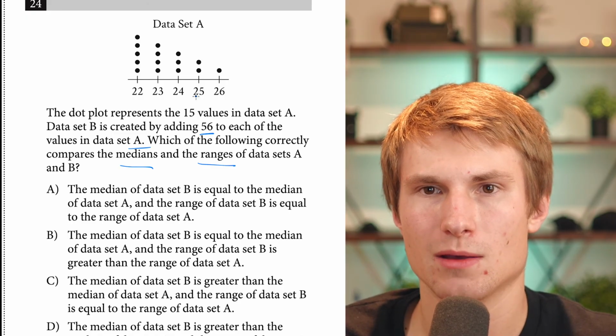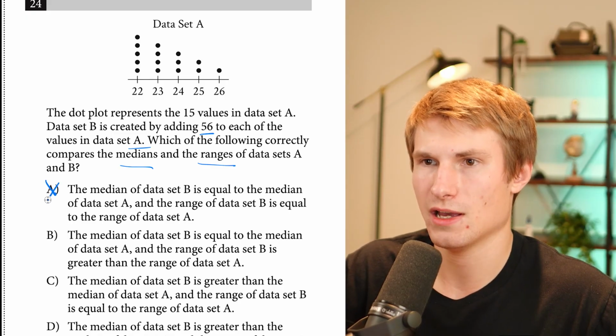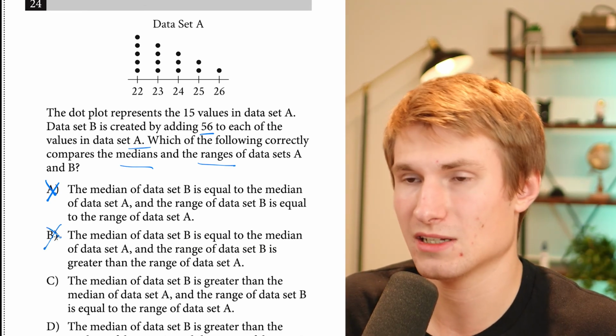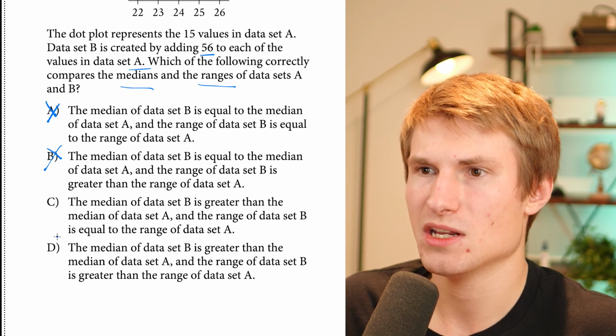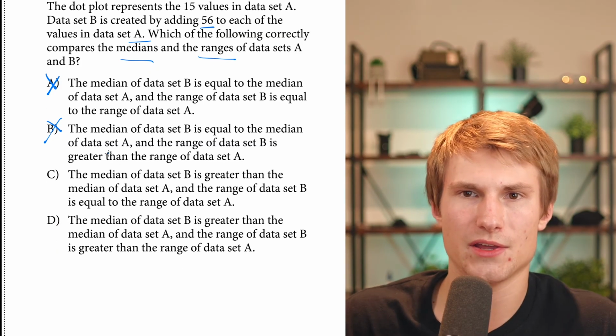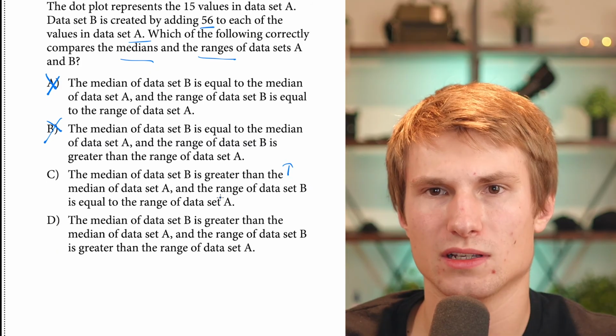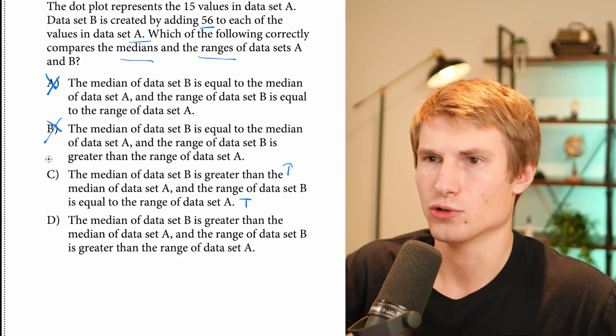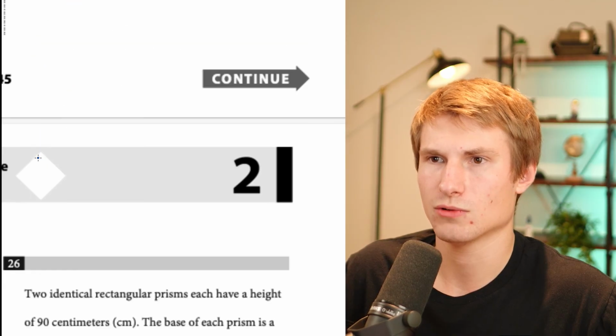We got option A, median of dataset B is equal to the median of dataset A. No, our median is going to increase. B, median of dataset B is equal to the median of dataset A. No. C, median of dataset B is greater than the median of dataset A. That part is true. And then the second part is, and the range of dataset B is equal to the range of dataset A. That part is also true. So our answer there has got to be C, and we can go ahead and move on to our next question.